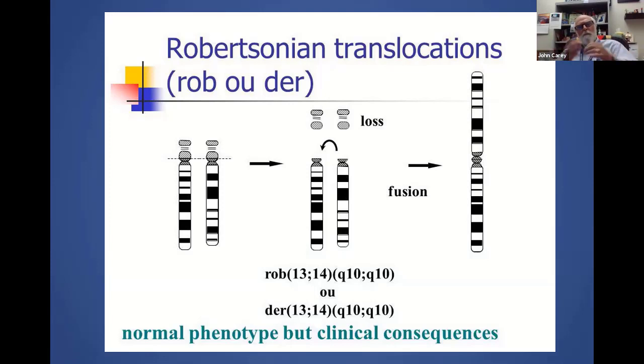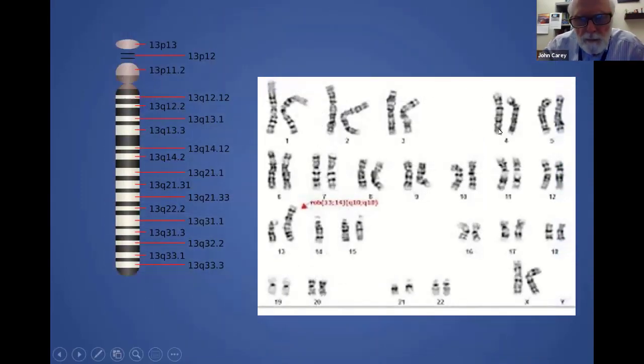It's called Robertsonian because it was described by someone named Robertson. Notice I forgot to edit from this original slide in French. That's Robertsonian or the derivative, something we'll talk about in a moment.